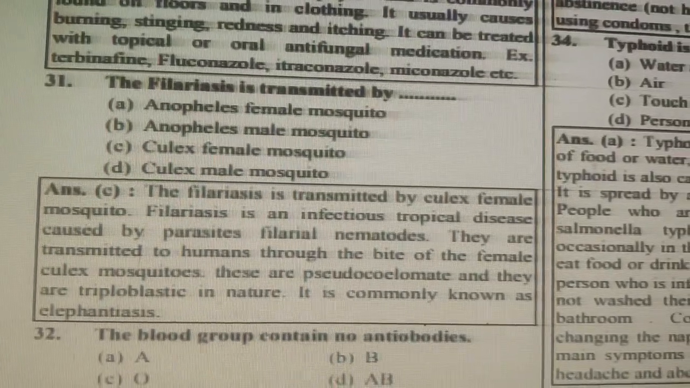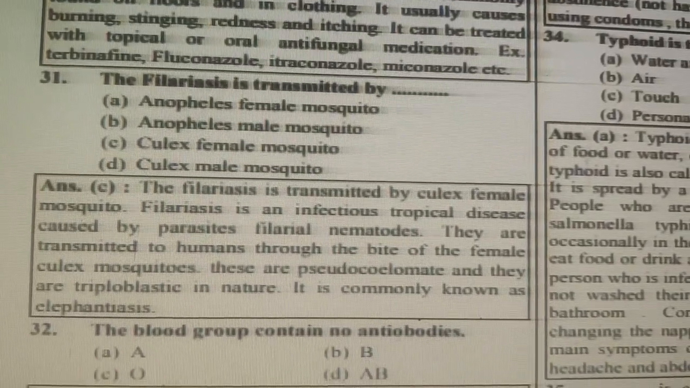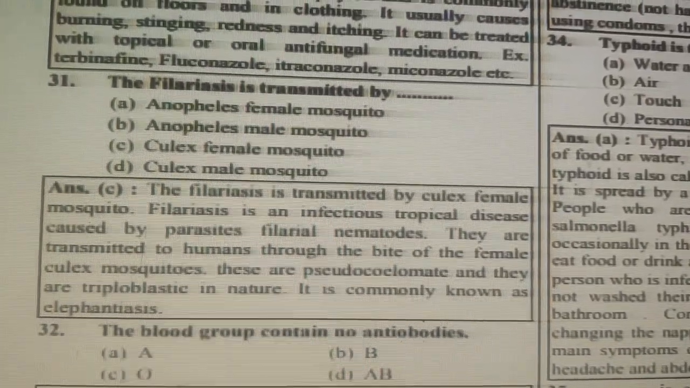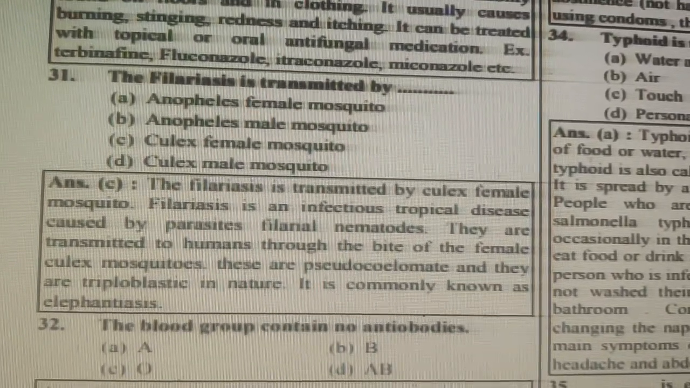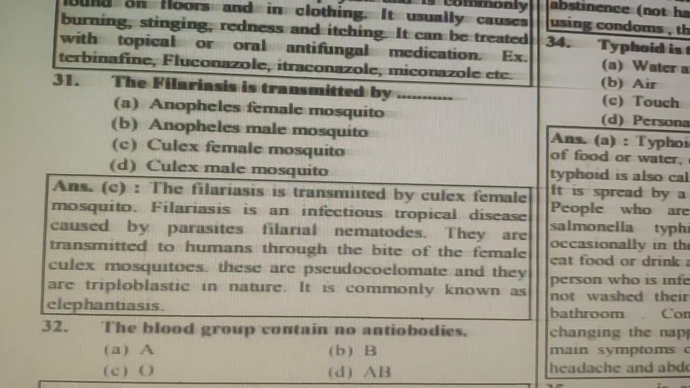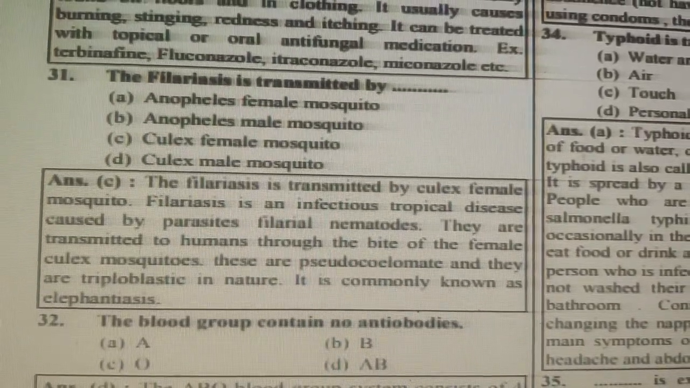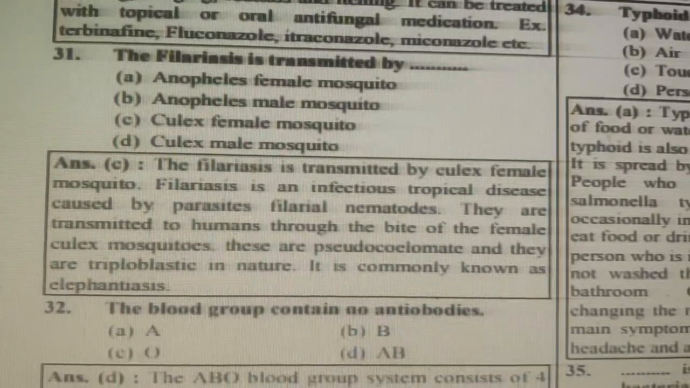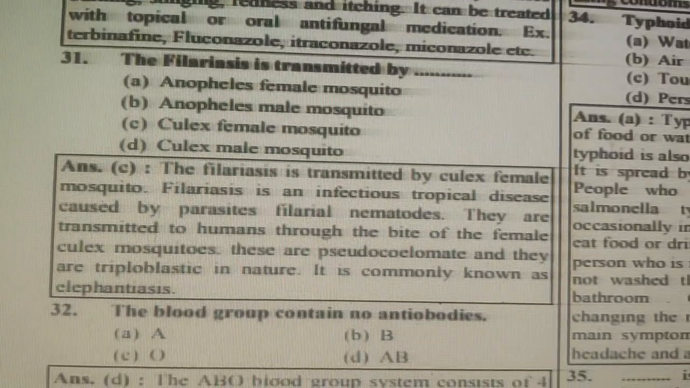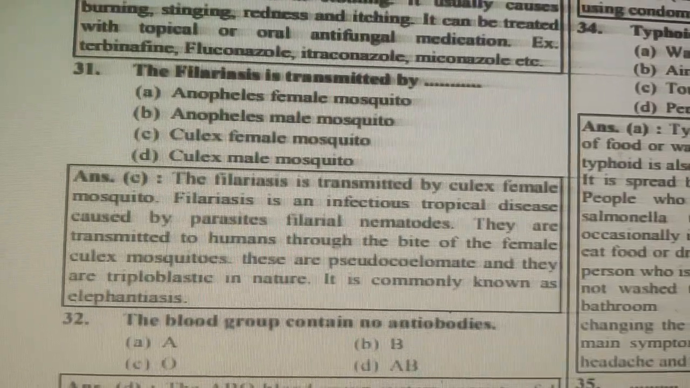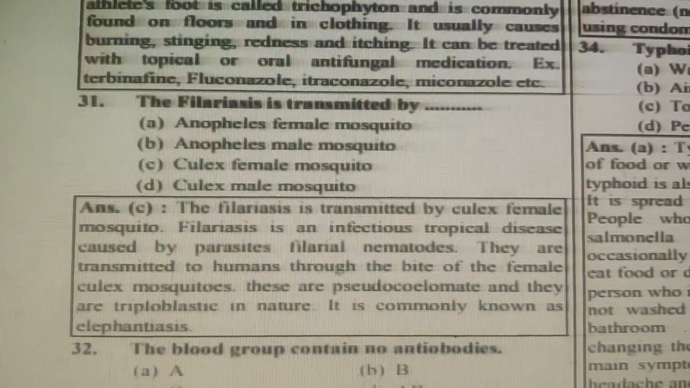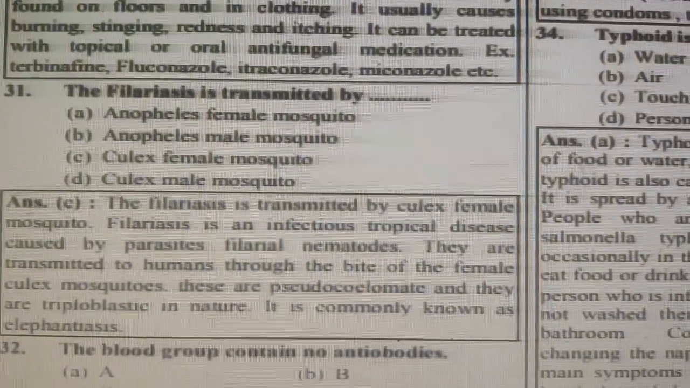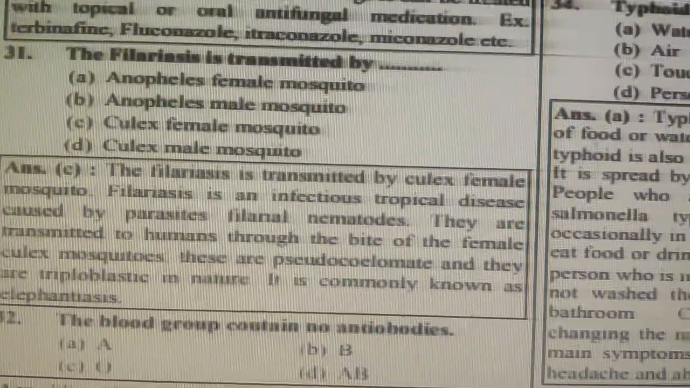Filariasis is transmitted by the Culex female mosquito. Filariasis is a tropical disease caused by parasitic filarial nematodes, which are transmitted to humans through the bite of the female Culex mosquito. It is commonly known as elephantiasis.